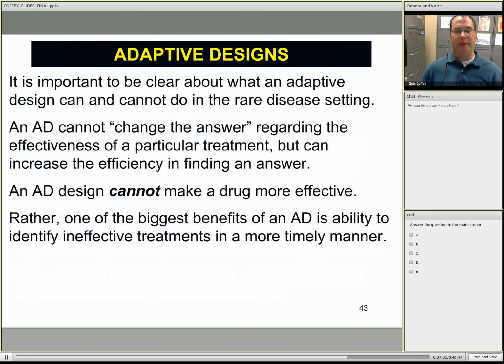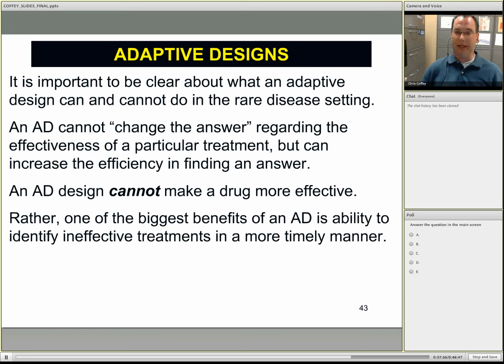One of the things that I think is critically important with adaptive designs, and this is where a lot of confusion comes into play, is to be clear about what an adaptive design can and cannot do. This comes up a lot in the rare disease setting, or in settings where there aren't many treatments that exist. What I've seen there is that individuals involved in those disease areas or research areas often hear adaptive designs, and they see this as something that's great.